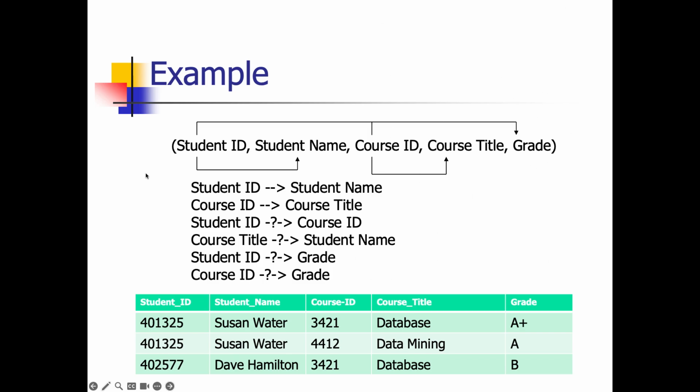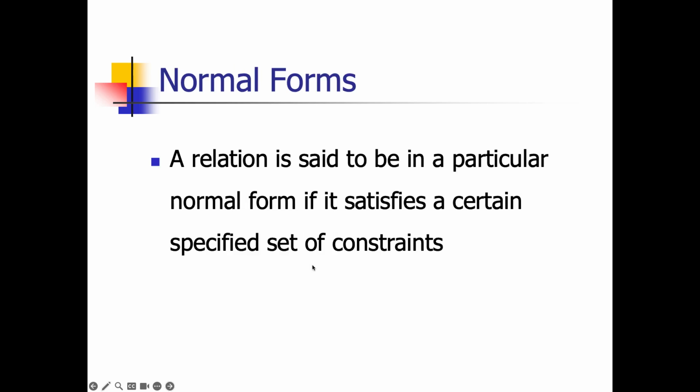So where is my mouse? Here. So grade depends on both the course ID here and the student ID here. So does a student name depend on course title? No. So these ones with the question mark here are no, actually. For example, course ID doesn't depend on a student ID, or grade doesn't only depend on a student ID, or not only on the course ID.